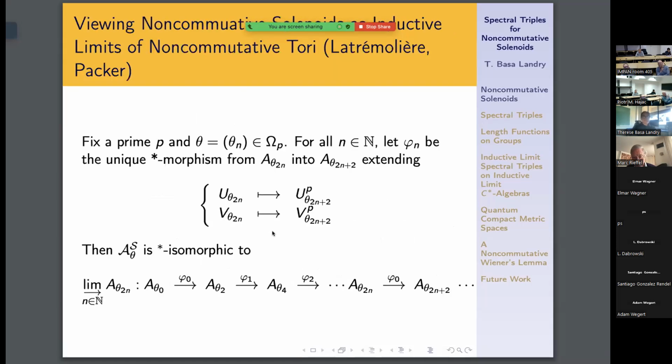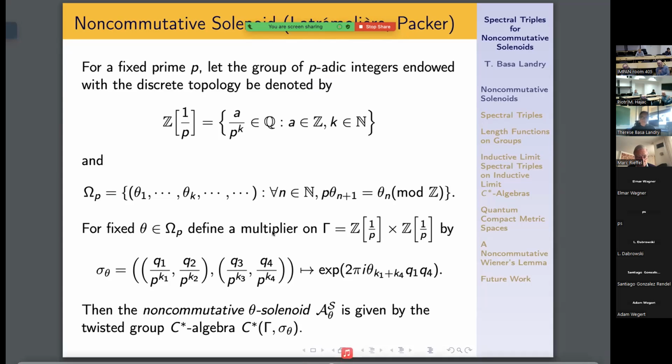I have a question. Provided all thetas are rational, do we obtain in this way the classical solenoid C-star algebra? Well, I guess that is the classical solenoid. So what kind of rotation algebras are in the classical solenoid? Are they all commutative tori in the classical solenoid?